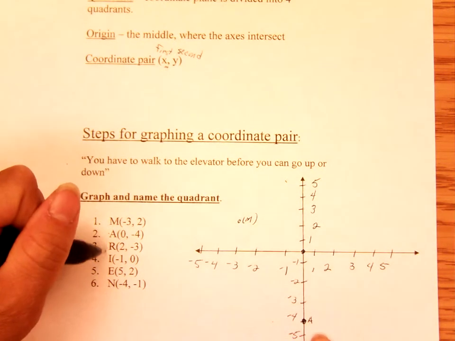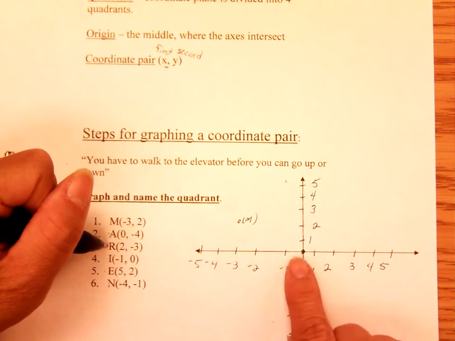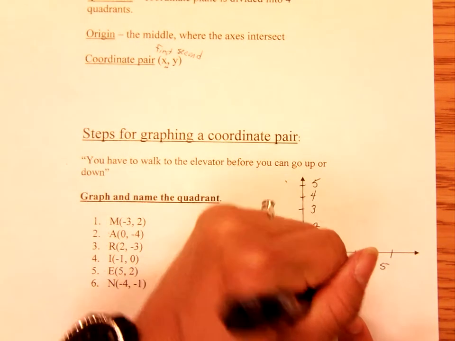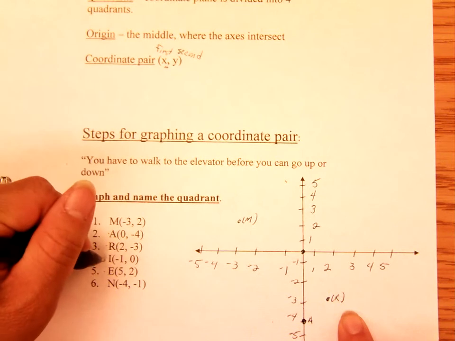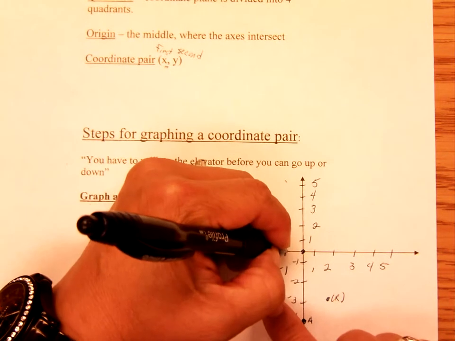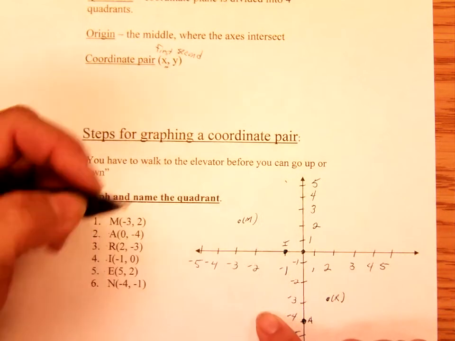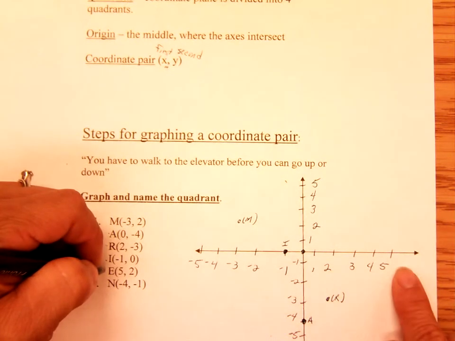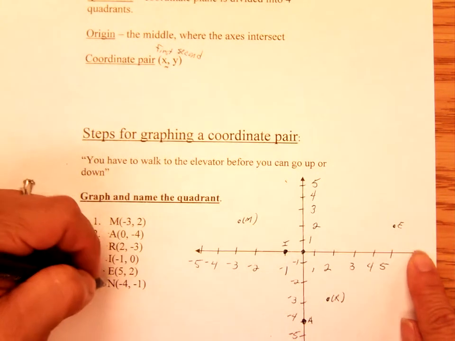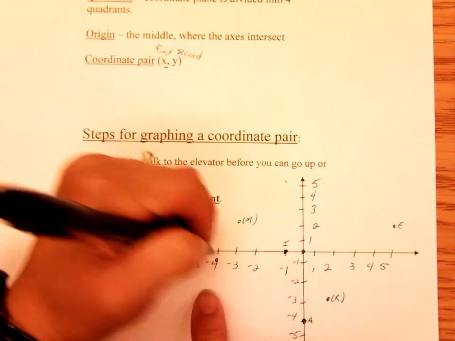Go ahead and do R, I, E, N, and when you're ready, push play. So R: you walk to 2 and go down -3, make your dot, and this is your R. I: walk to -1, and you don't go up or down because it's 0, so it would be right here on the x-axis, and this is your I. E: walk to 5, go up 2, and this is your E. And the last one is N: you walk to -4, go down to -1, and this is your N.